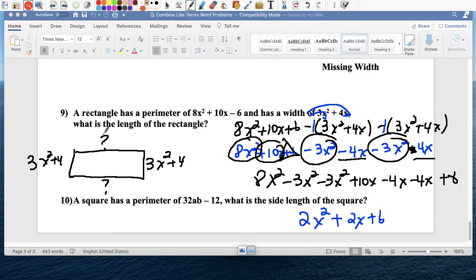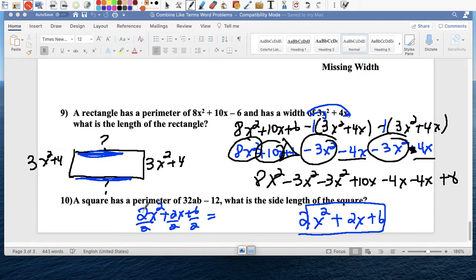So I know that these two sides, this one and this one, if I add them together, I get this. So I'm going to divide that by 2. When I divide it by 2, I'm going to divide that by 2, that by 2, and that by 2. So let's do one at a time. 2 divided by 2 is just 1, so I get x squared. 2 divided by 2 again is 1, so I just get x. If you want to write a 1, be my guest. And lastly, 6 divided by 2 is 3. Plus 3. So this side here measures x squared plus x plus 3, and this side is x squared plus x plus 3.